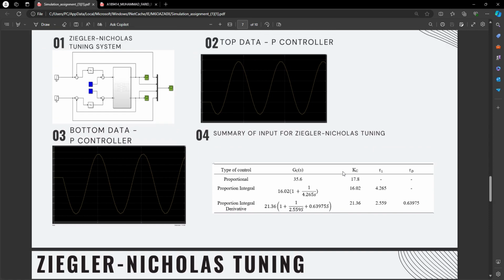From both diagrams, delta P and PU, delta P is equal to PU, which is equal to 5. From this value, we can obtain the value of KC, the top 1 and the top distillate. So these are the values that we obtained from the Ziegler-Nichols tuning system.